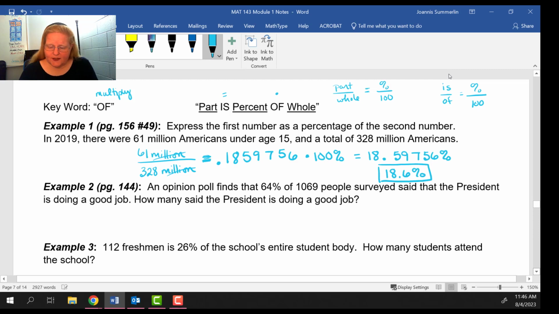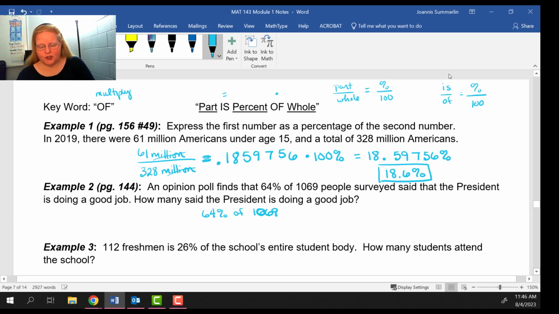An opinion poll finds that 64% of 1069 people surveyed said that the president is doing a good job. Of means to multiply. How many people said the president's doing a good job? I can't do 64% times this, because when you're multiplying with percentages, you can't have a percent sign in your problem. You have to change it to a decimal.